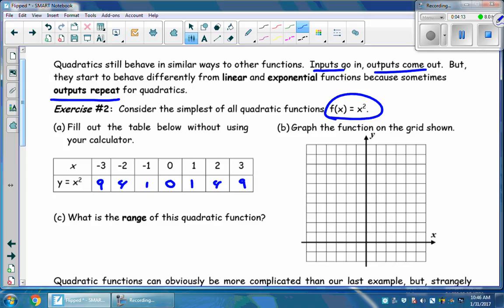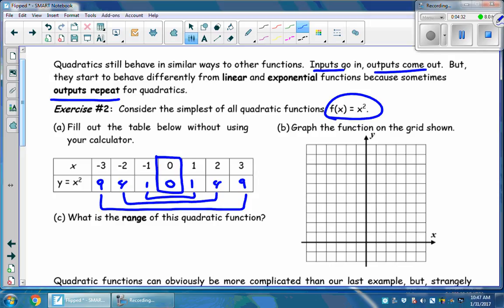I mentioned as we started this that one of the things we're going to notice is repeated outputs. And if you take a good look at our table, you're going to notice that we have a 9 that came up twice, a 4 that came up twice, 1 came up twice, and then we're going to have one unique value in the middle of our table. This is going to happen more often than not, and that middle value is going to be important to us.